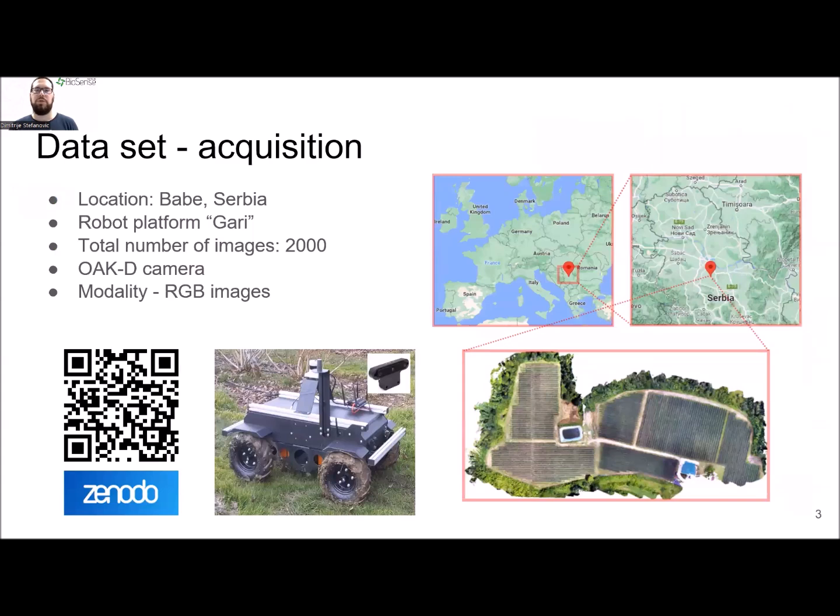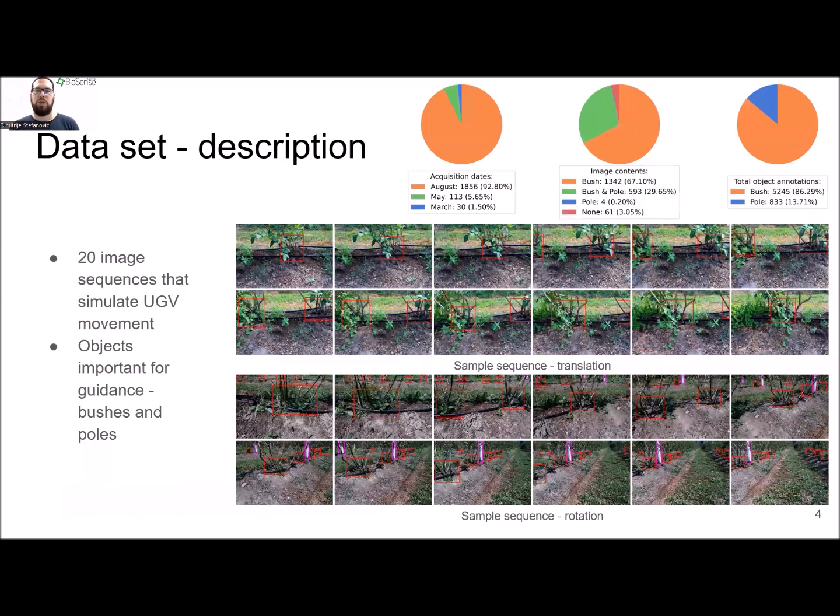Therefore, we present this new dataset, which was collected in a blueberry orchard located in Babe, central Serbia, and we used our robot platform named Gari, equipped with an OAK-D camera, to capture 2000 RGB images. The dataset is publicly available on Zenodo, and it can be accessed through the QR code on this slide. Images were collected from the UGV perspective at a height of 0.5 meters. The data comprise 20 image sequences of variable length captured on 3 dates, and some of the statistics are shown in the top right charts.